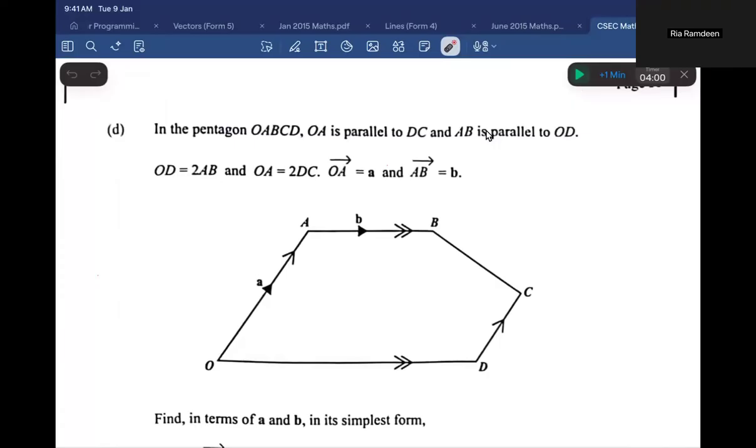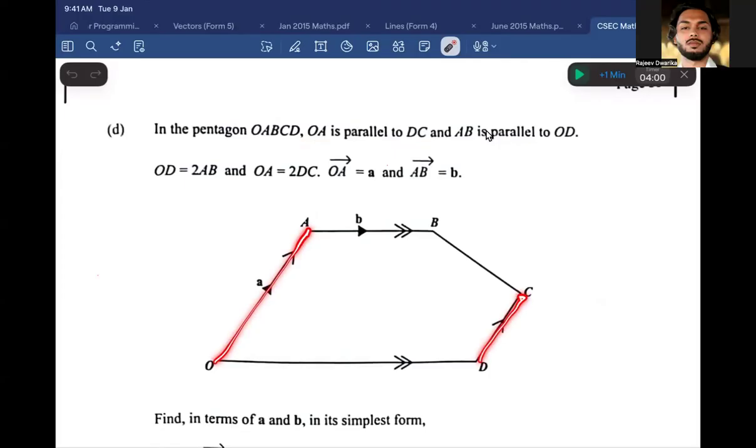In the pentagon OABCD, OA is parallel to DC and AB is parallel to OD. So, based on what we just read, they're saying that OA is parallel to DC. So Ria, when you read the question, try to figure out what questions they could potentially ask you. They might want you to prove that OA and DC are parallel.